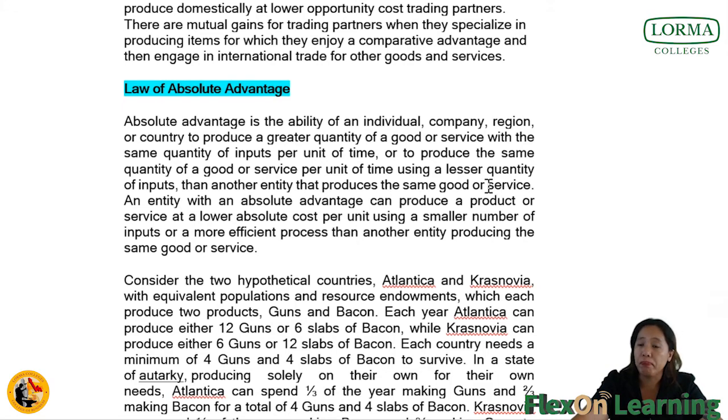to produce the same products with the same inputs but at a lower cost compared to others. So you have what we call the law of absolute advantage. So you are in an advantageous situation over the others because you can produce the same product and yet the cost or the expenses that you have incurred is a lot lower than theirs.